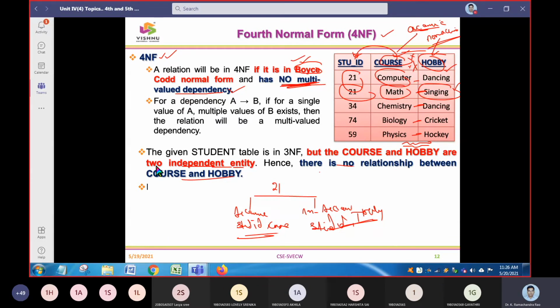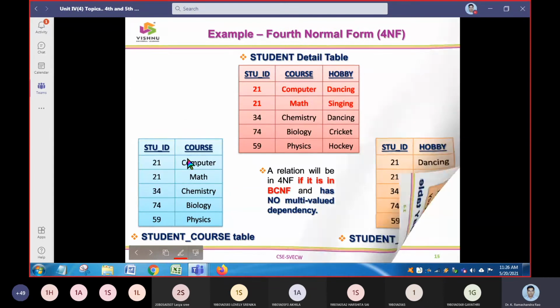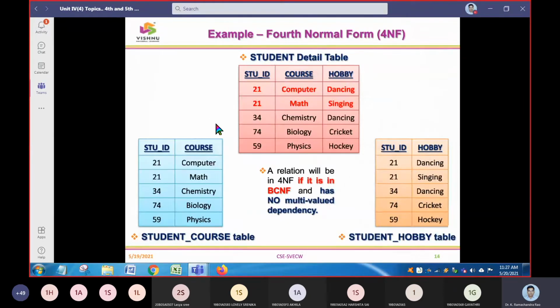So after fourth normal form, this was the table we are going to talk about. Student number 21 has two courses and two hobbies. What can we do? We can divide student ID and course as one table, and student ID and hobby as another table. We are not mixing academics with co-curricular. Physics and hockey, there is no relationship. Biology and cricket, there is no relationship. So why should two unrelated attributes be mapped in a single table?